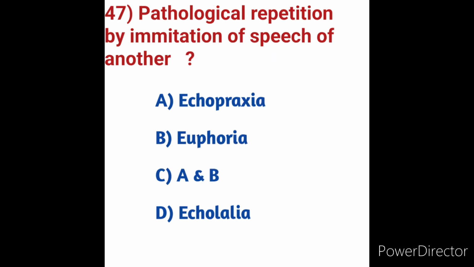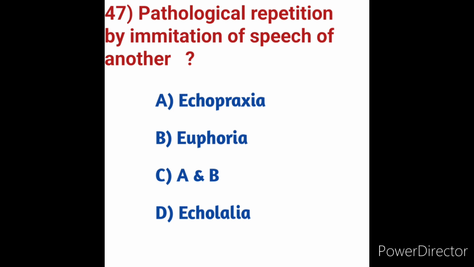Pathological repetition by imitation of speech of another. What is the pathological repetition by imitation of speech by another termed? We will see the options. Option A, echopraxia. Option B, euphoria. Option C, A and B. Option D, echolalia. I will give an explanation related to the exact answer, because this medical term we already discussed in psychiatric nursing.